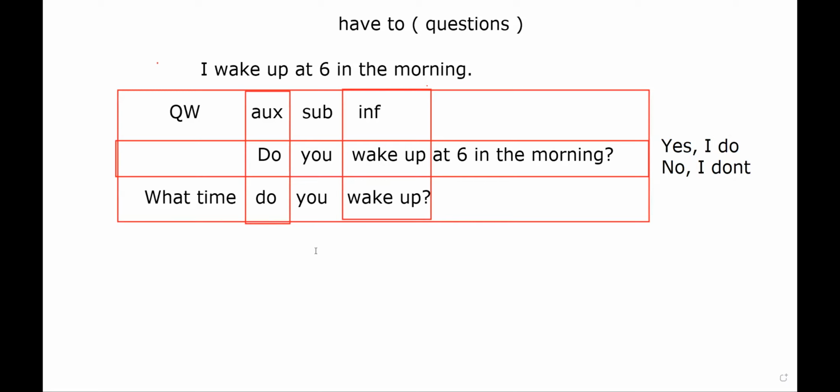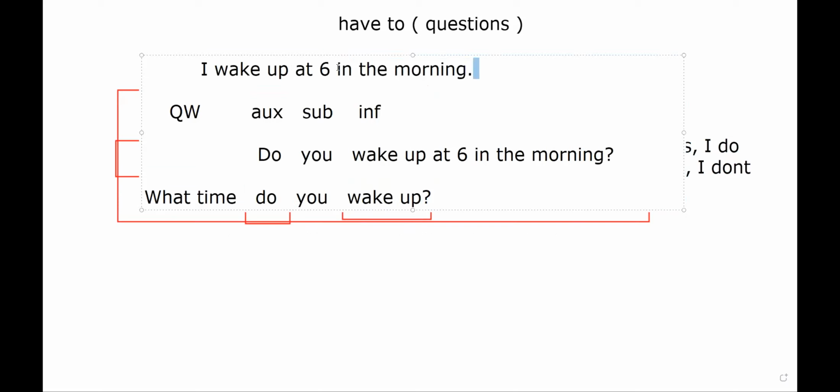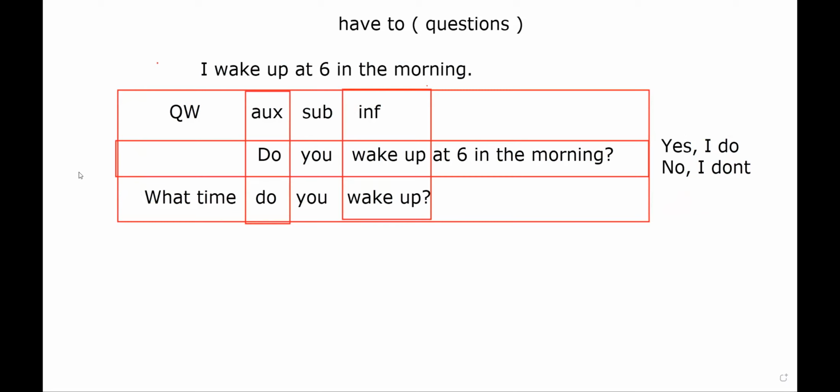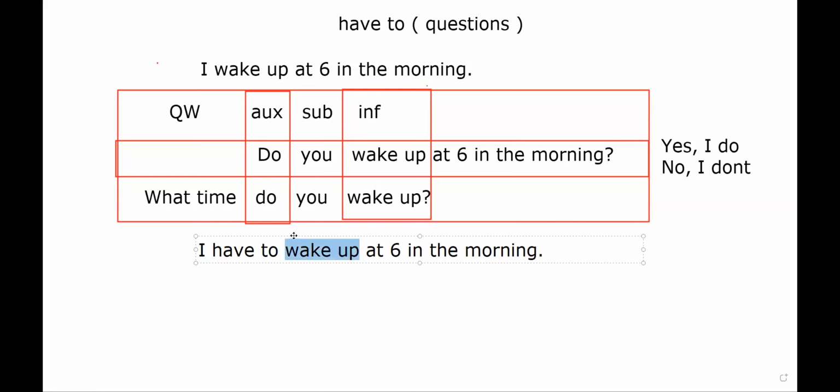Okay. Now, if I say the same sentence, look, we will copy it. And I come here and say, I wake up at 6 in the morning. No, I add have to. I have to. Where did I put have to? Before the verb, right? This is the verb, wake up. I have to wake up early in the morning, at 6 in the morning.